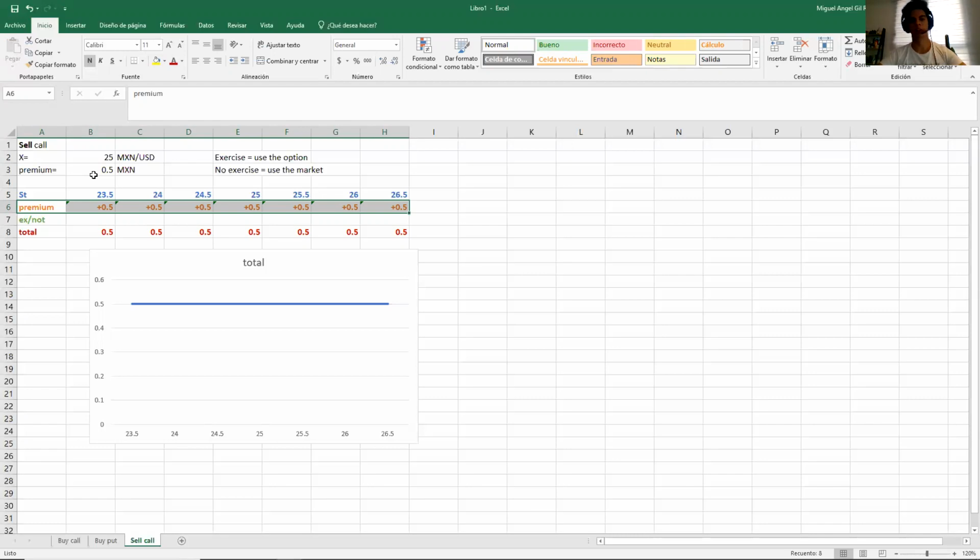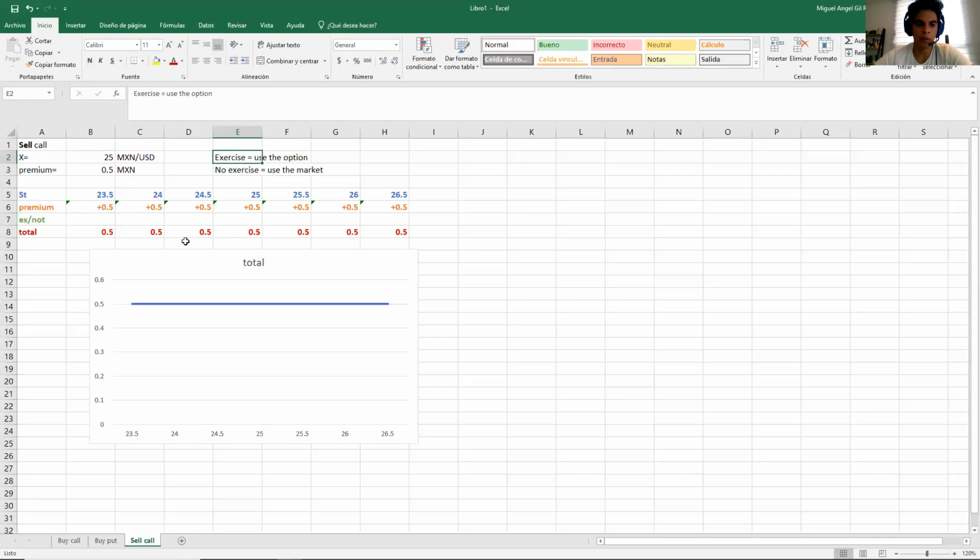But now things are going to be different because in the exercise or not, the person who decides to exercise is the other person, the one who bought the option, not me. So the other person has a right to say, yes, I want to buy the dollar from you, because the other person has the call. So that person can say, yes, I want to buy the dollar with you at 25, or if I don't want to, I just go to the market, okay? So let's do an analysis in here.